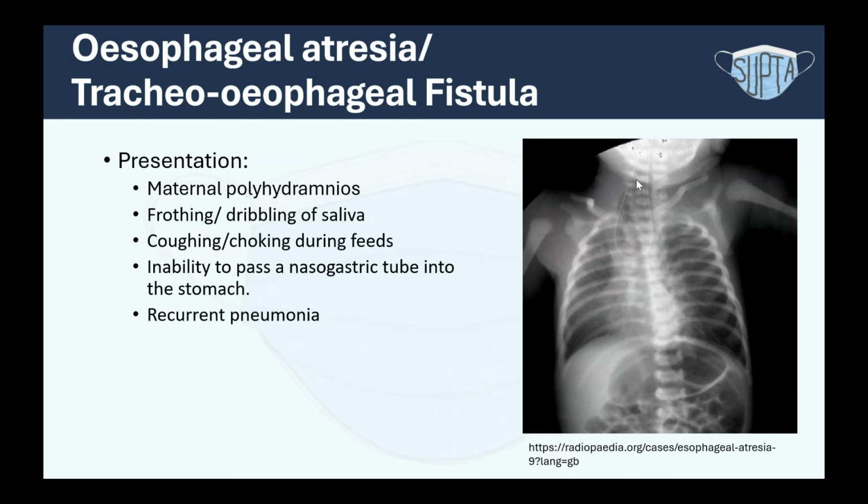Because it's the most insidious type and is often diagnosed later in life, these children present with recurrent pneumonia until someone picks up the fistula. So the food that the child is eating could be aspirated into the lungs, which is leading to pneumonia, and that's just essentially going to reoccur until the fistula is treated.